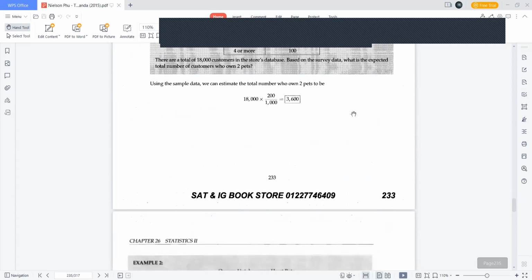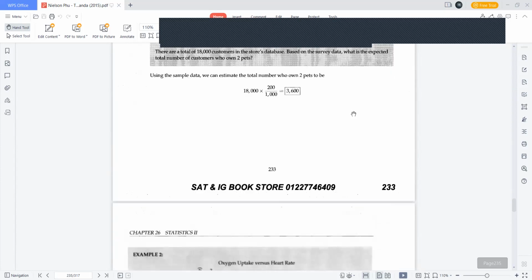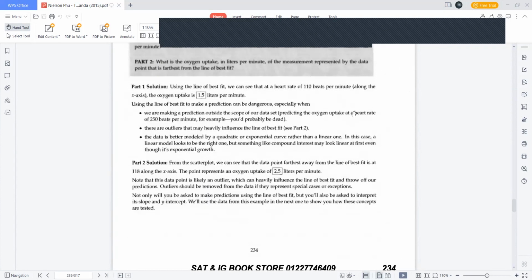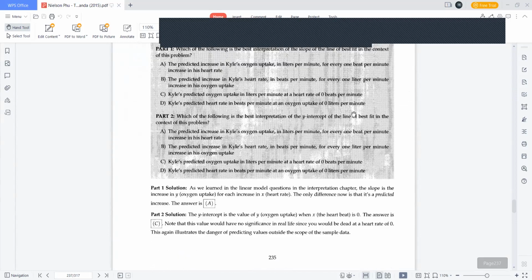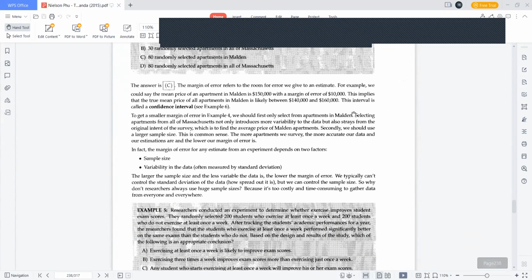Now let's see if the information here about setup says anything about margin of error. Confidence interval. So here we have it. The larger the sample size and the less variable the data is, the lower the margin of error. Yep.